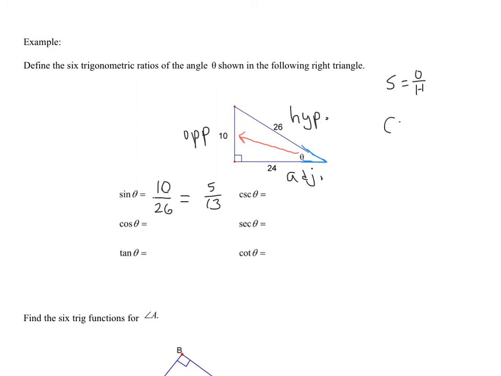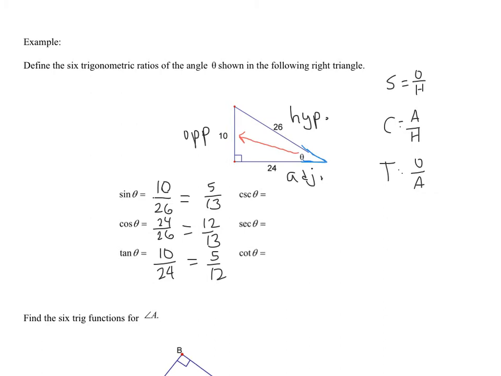The cosine is adjacent over hypotenuse, that's our CAH. So that's adjacent over hypotenuse, so that's 24 over 26. So reducing 24 over 26 will give us 12/13. And then tangent is the opposite over adjacent. So the opposite side would be 10, and the adjacent would be 24. So 10 over 24 will reduce to 5/12.